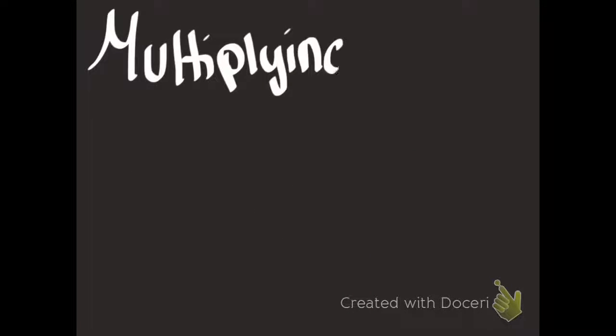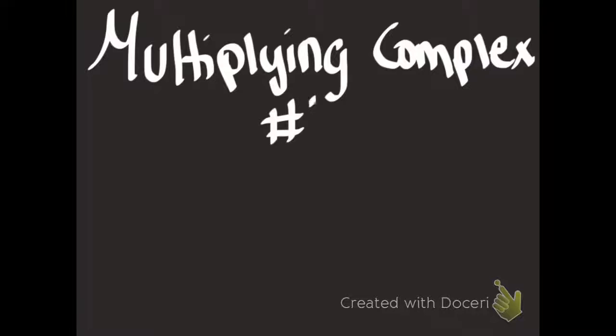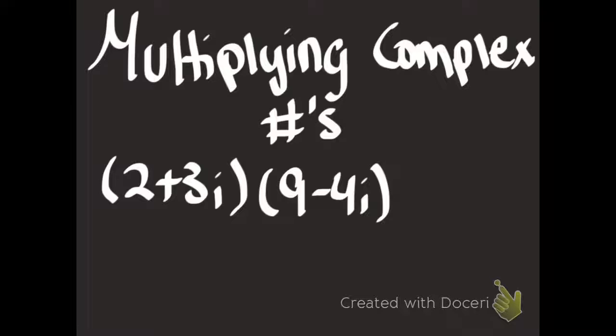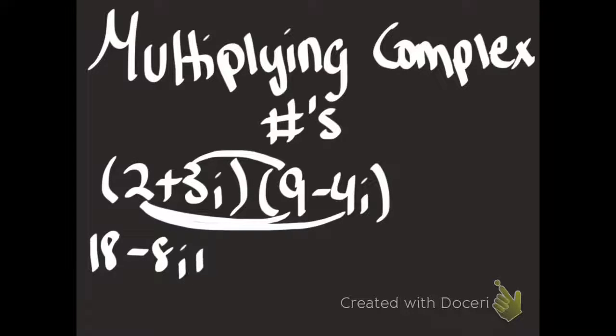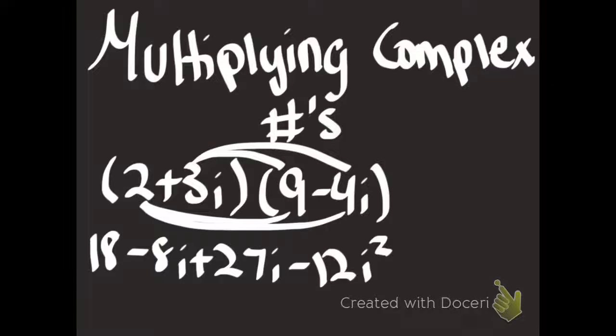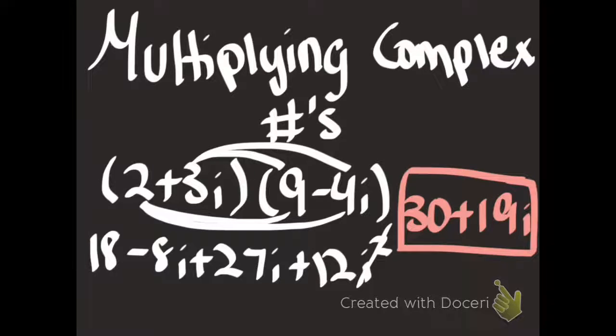The next topic is a bit trickier as it's multiplying complex numbers. The first equation is 2 plus 3i times 9 minus 4i. This is a little bit trickier as you have to FOIL all four numbers. 2 times 9 gives you 18. Then 2 times negative 4i gives you negative 8i, plus 27i, minus 12i squared. Make sure the i squared gives you negative 1, which changes the negative 12 to a positive 12, giving you 30 plus 19i.